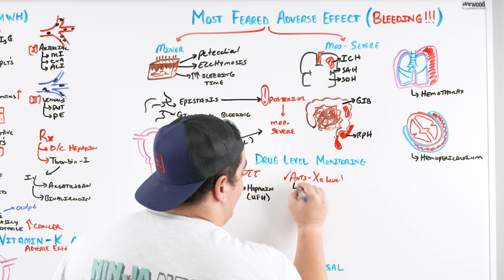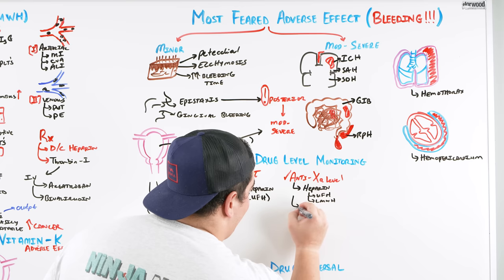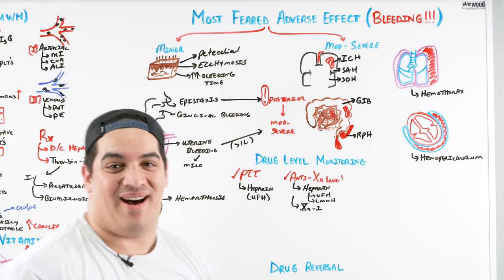I could do all the heparins, baby. I could do unfractionated heparin. This could be low molecular weight heparin. This could even be fondaparinux. This could also be my 10A inhibitors, so my rivaroxaban, apixaban, edoxaban, all of these could be monitored by my 10A levels. Isn't that cool? So you're probably like, okay, what about a thrombin level?